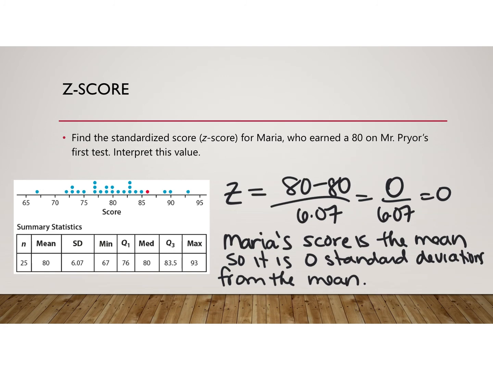We need to use common sense. We need to think about what our answers should be ahead of time. What does it mean? Is my number lower or bigger? If it's lower, my z-score needs to be negative. So make sure you don't make those mistakes with negative signs. If it's bigger, then my z-score should be positive. Okay.